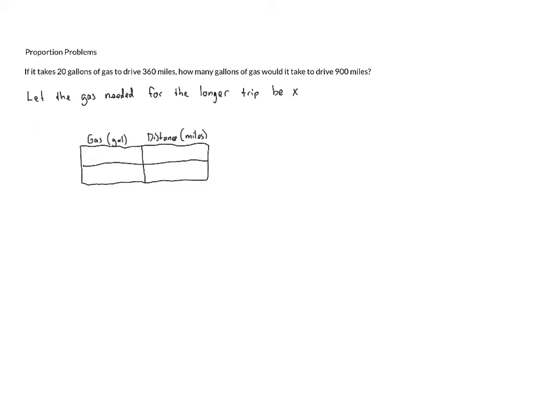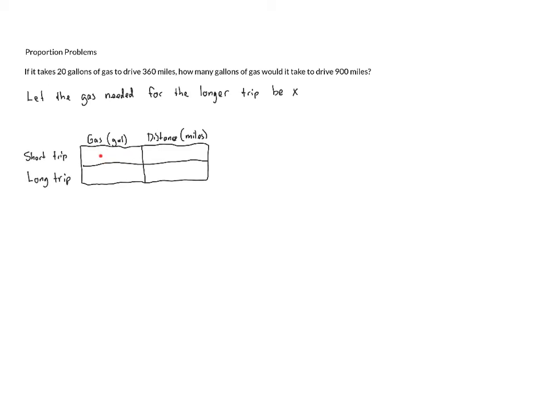All right. Also, we have kind of two different scenarios in this situation. We're told something about a shorter trip. It takes 20 gallons of gas to go 360 miles. And then we're also told information about a longer trip. And that's how I'm going to label the two rows. The short trip and the long trip. Now let's fill in the information in our table.